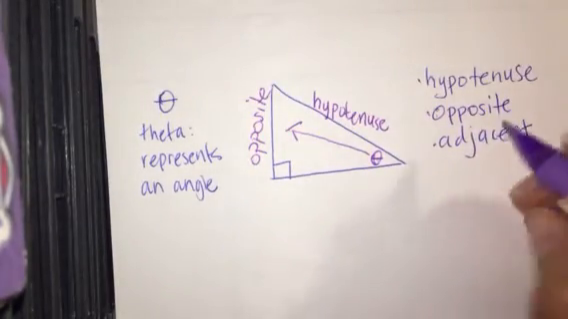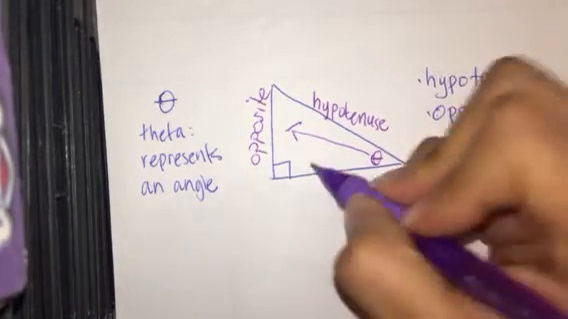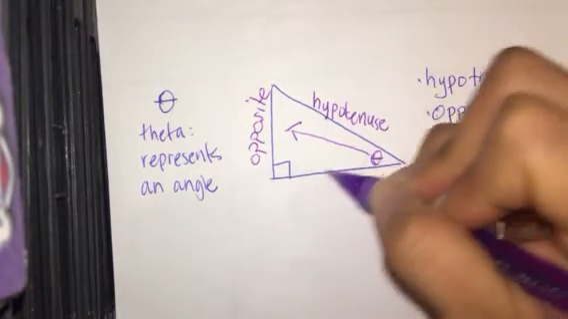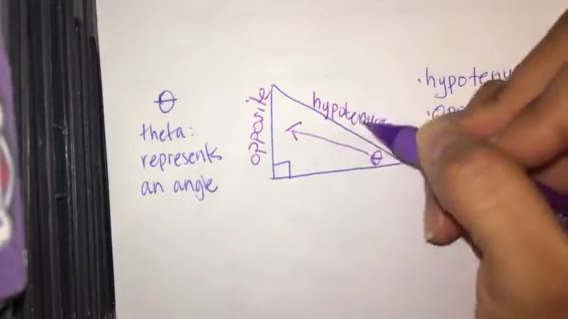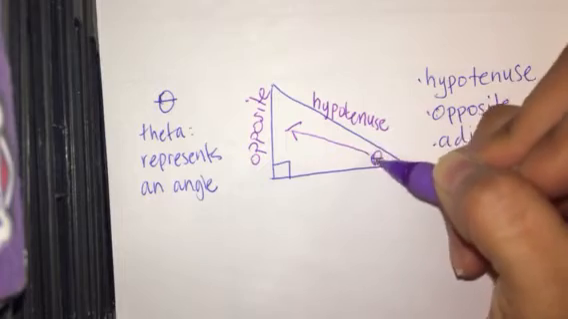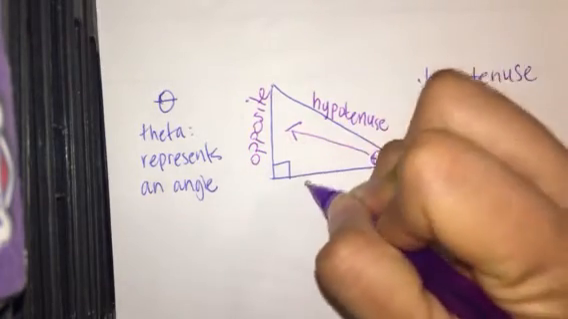And then adjacent, I told you that means next to, right? Obviously there's two sides that are next to the theta, but that one's already called the hypotenuse, so then this one must be the adjacent.